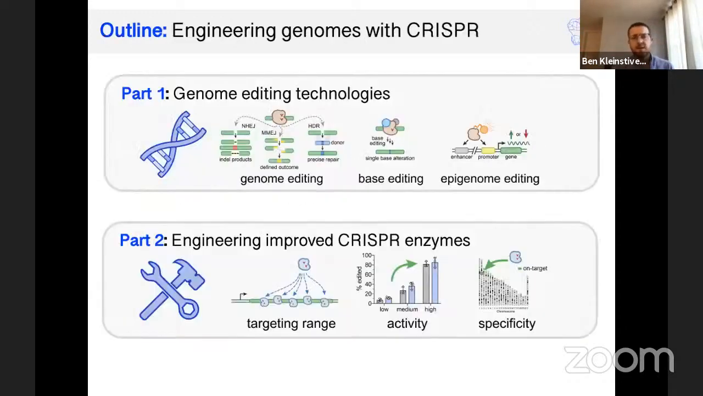So as an outline of what I hope to accomplish today, I'll give you a general background to genome engineering technologies, both nucleases and base editors and epigenome editing technologies. And then in the second half of the talk, I will tell you about some of the protein engineering work that we've done, either through structure-guided molecular engineering or through directed evolution to make CRISPR enzymes that have improved properties to make them more useful for research and potentially for therapeutic use.